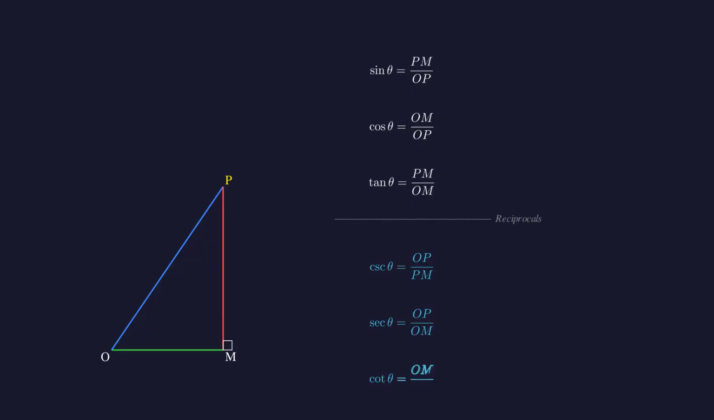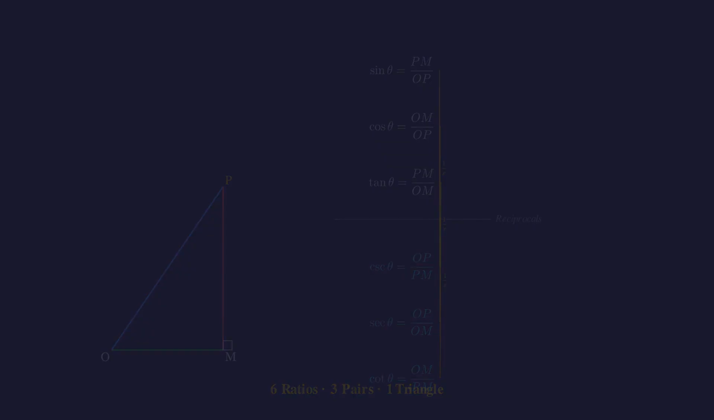Cosecant flips sine, hypotenuse over perpendicular. Secant flips cosine, hypotenuse over base. Cotangent flips tangent, base over perpendicular. 6 ratios, 3 reciprocal pairs, all from one triangle.